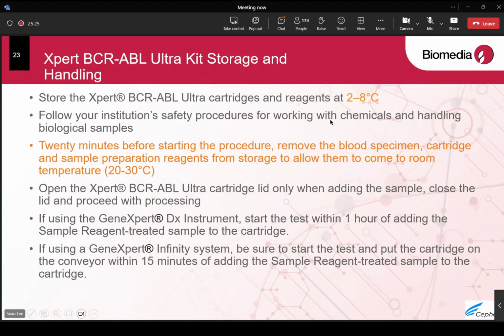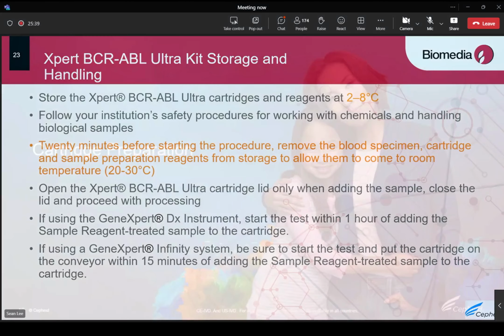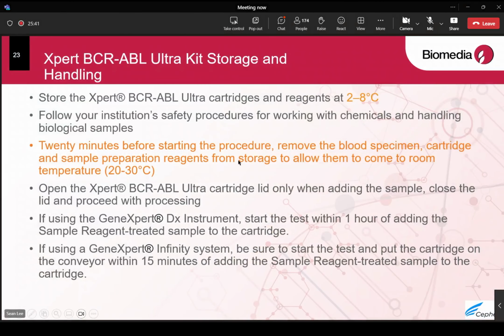So the storage is 2 to 8 degrees Celsius. Before you start any procedure, you equilibrate the blood samples and the reagents for at least 20 minutes at room temp. So just bring them out from the fridge. It is very important. If you don't have any sample, do not open the cartridge lid, because once you open the cartridge lid, you probably have to run the test within 30 minutes.